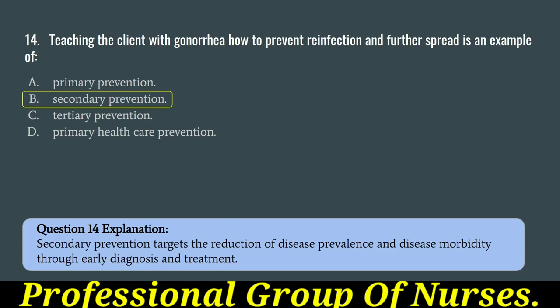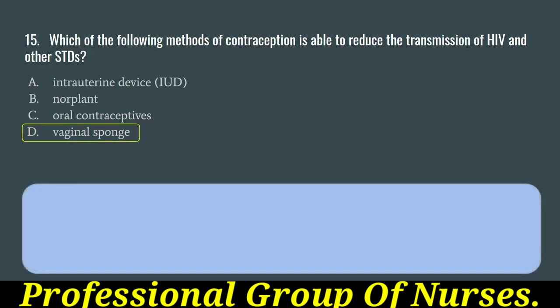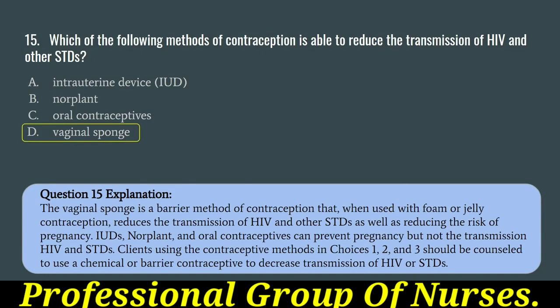Question 15. Which of the following methods of contraception is able to reduce the transmission of HIV and other STDs? A. Intrauterine device, IUD. B. Norplant. C. Oral contraceptives. D. Vaginal sponge. Question 15. Answer: D. Vaginal sponge. Question 15. Explanation: The vaginal sponge is a barrier method of contraception that, when used with foam or jelly contraception, reduces the transmission of HIV and other STDs as well as reducing the risk of pregnancy.